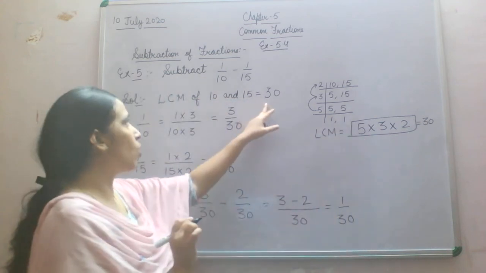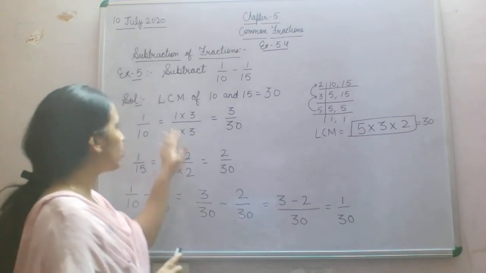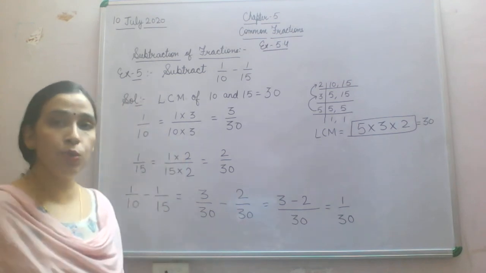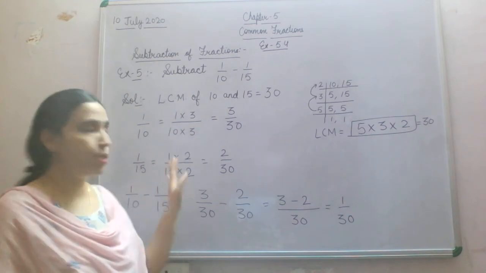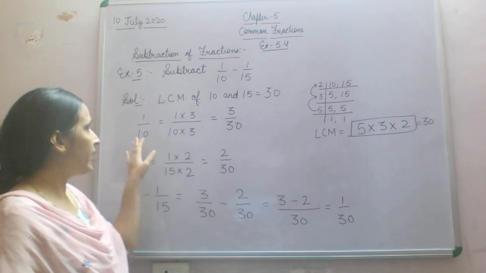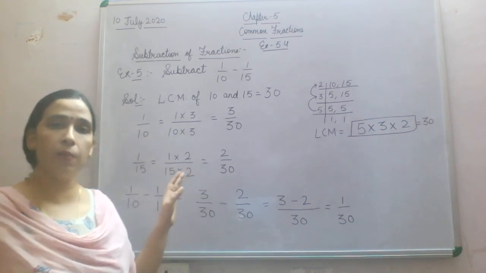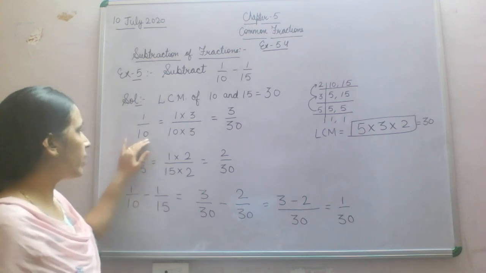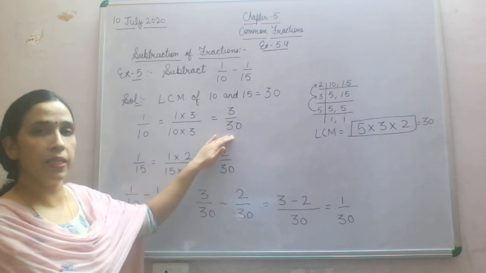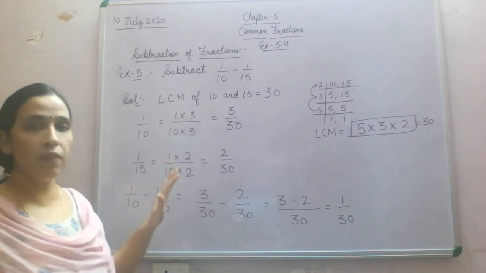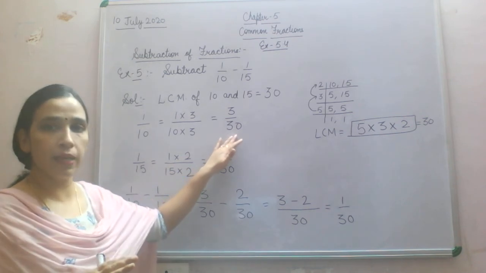Now the LCM of 10 and 15 you are getting is 30. Fine. So here 1 by 10 is equal to, now 1 will be multiplied by 3 and 10 will also be multiplied by 3. So the denominator will decide by which number it will be multiplied. So here you can see 10 will be multiplied by 3 so that you will get 30. Accordingly the numerator will also be multiplied by 3. So the answer will be 3 by 30.